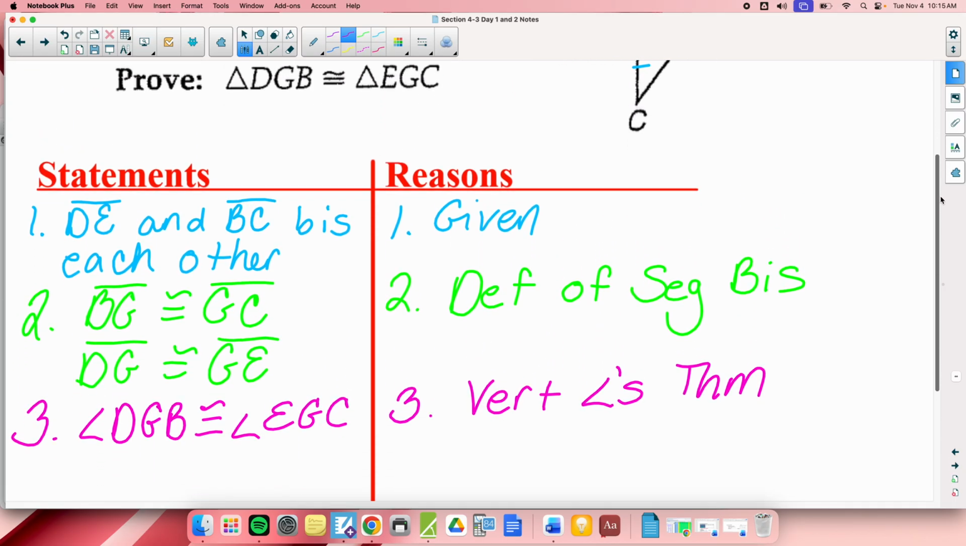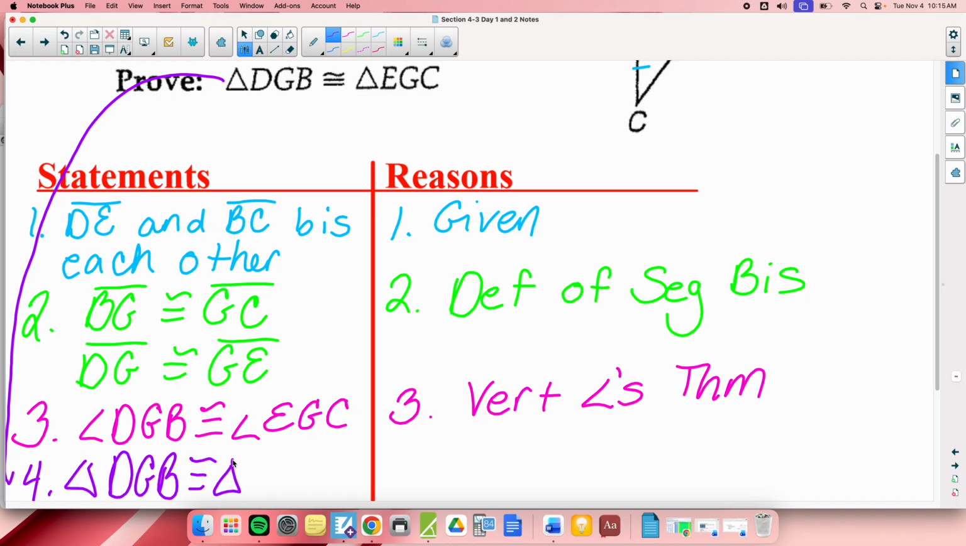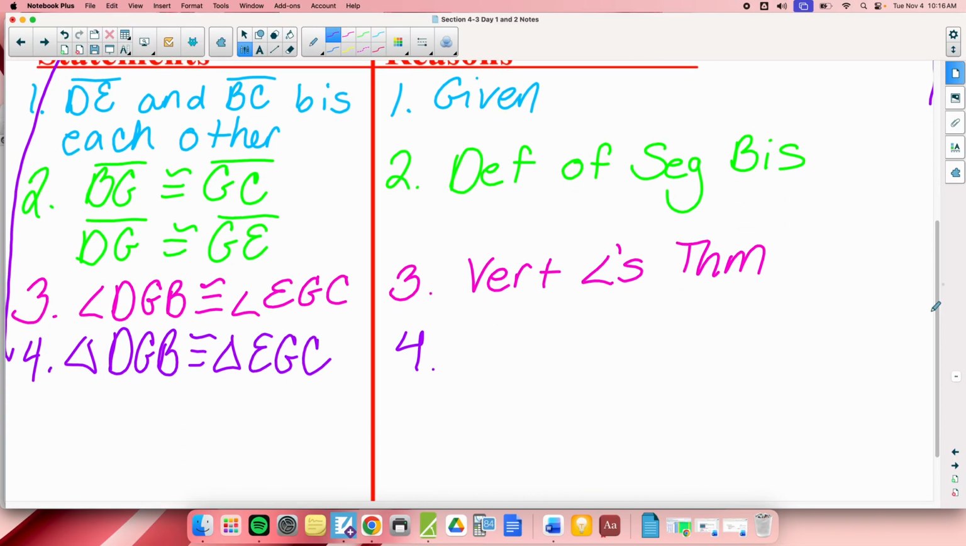Now, do we have enough written down? We do, right? So now I can bring this down for step 4 and do triangle DGB is congruent to triangle EGC, and that is by side, angle, side. Very good.